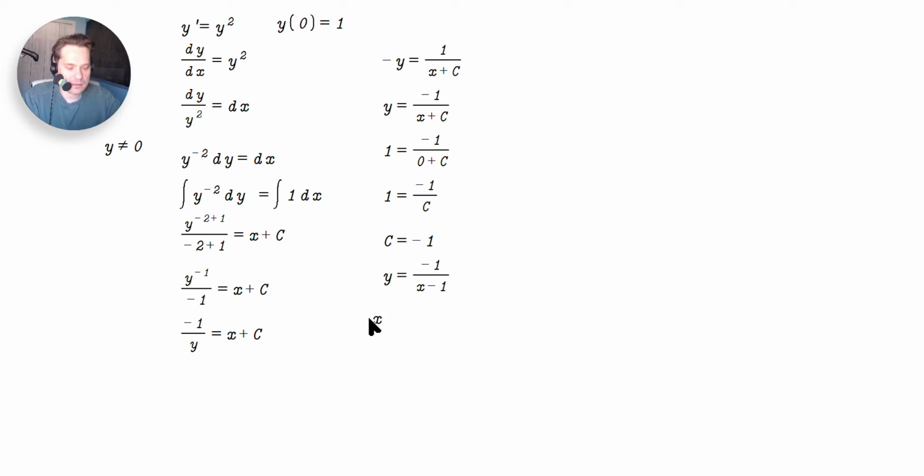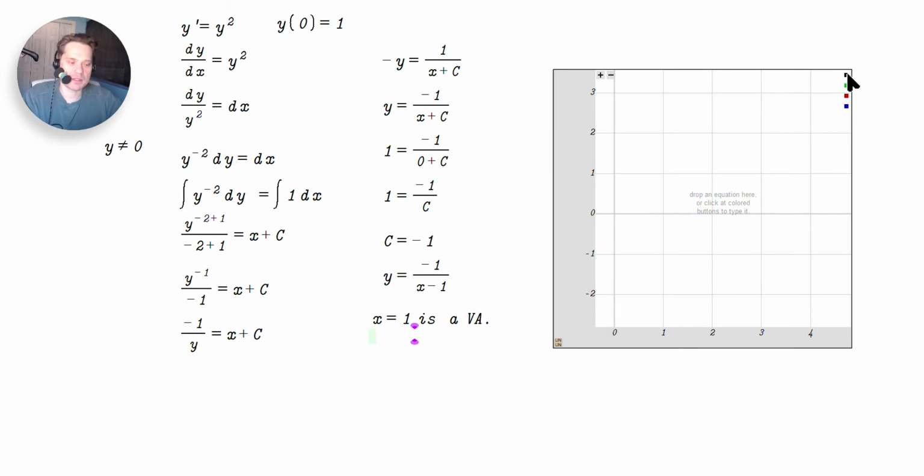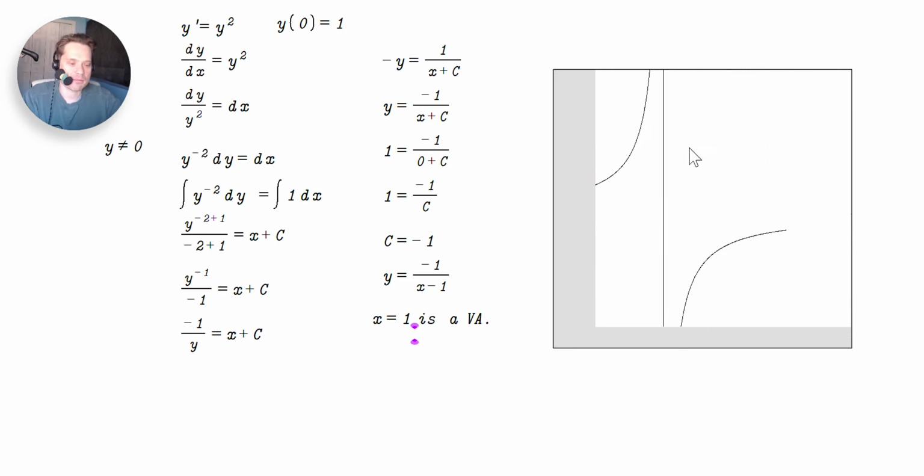Now notice something in this solution here. x equals positive 1 is a vertical asymptote. I'll just shorten it to VA this way. Vertical asymptote. So let's graph this. And we cannot just accept both pieces of the graph as the solution. So let's graph it: negative 1 over x minus 1. And look at this graph.